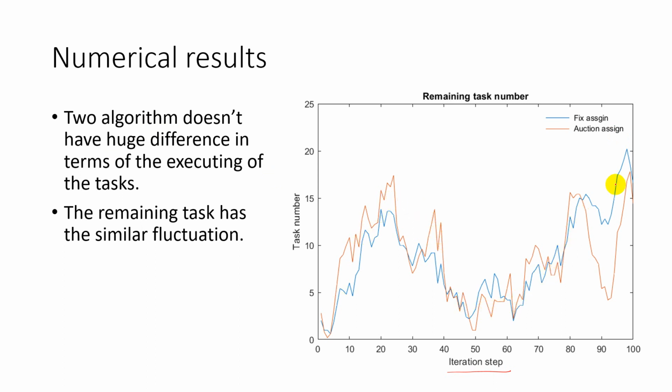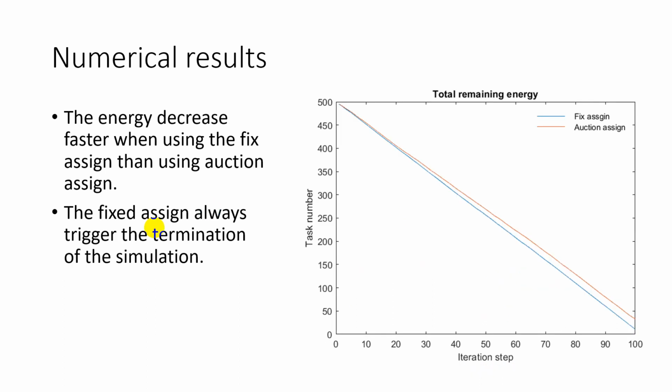The fluctuation is around the same number. When they are assigned a large number of tasks, they will have a large number of tasks remaining. When they are assigned a relatively small number of tasks, they will have relatively few tasks remaining.